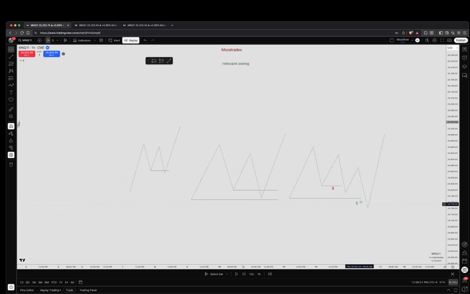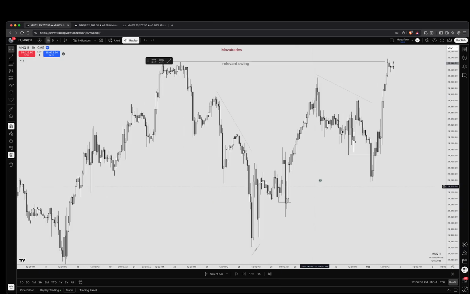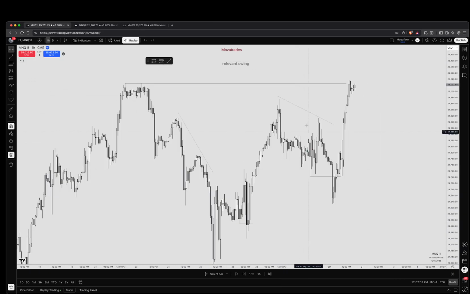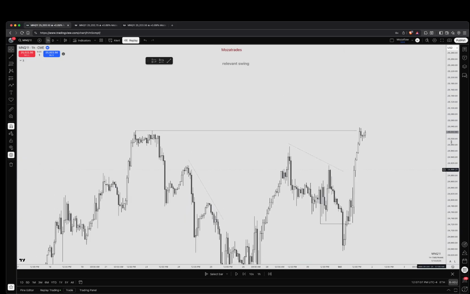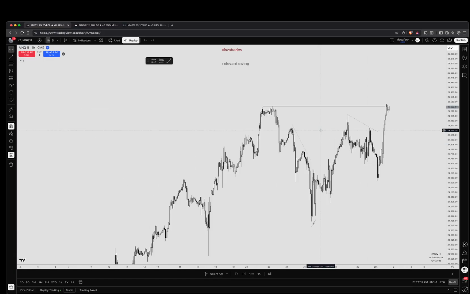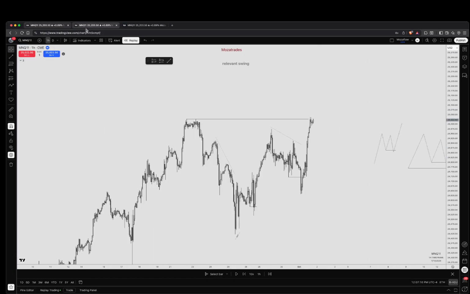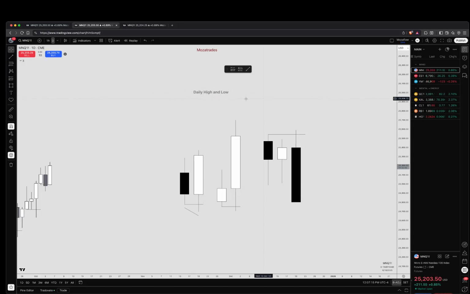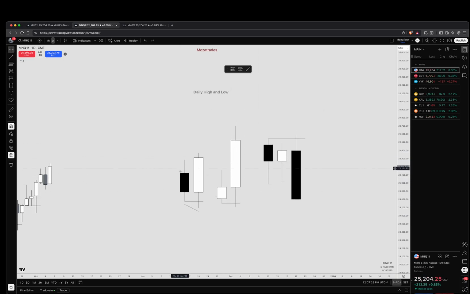So you want to trade away from a protected swing to low liquidity, which is what I have here. Low liquidity, protected swing. Low liquidity, protected swing. So that is protected swing points. Here they have the daily high, daily lows. Like this specifically, these are the main ones that I look for.